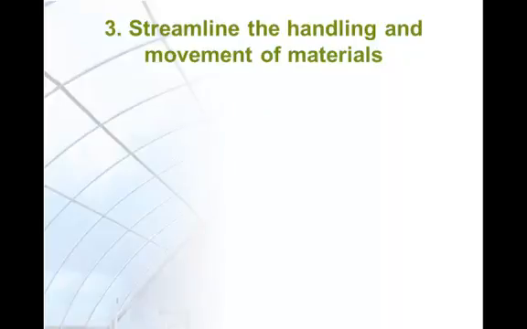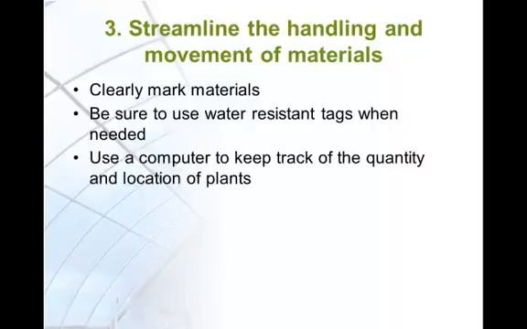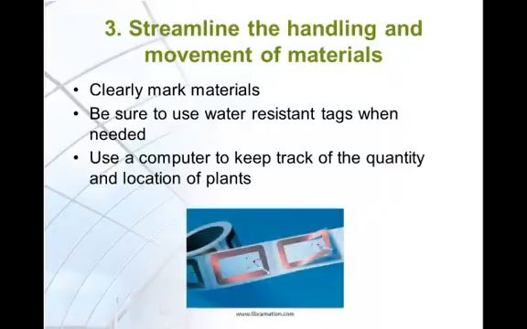Marking and labeling is important to be able to find plants and materials. This will save time for the workers looking for materials. Clearly and legibly mark materials. Be sure to use water-resistant tags when needed. Use a computer to track the quantity and location of plants. Software solutions for this are available and can be made to work with barcodes or RFID tags.